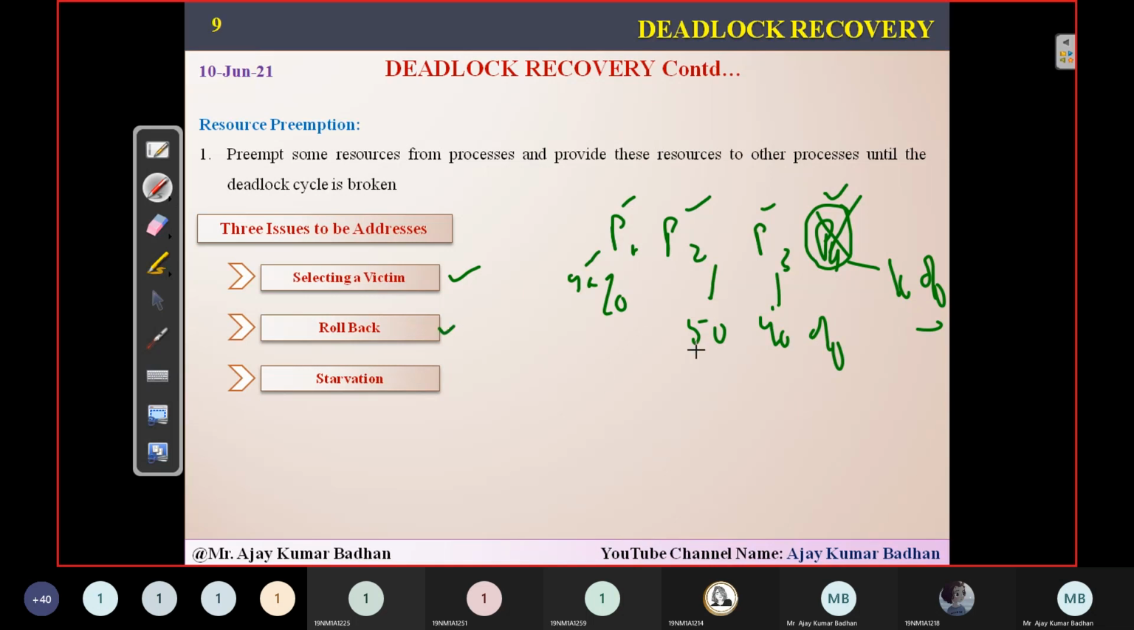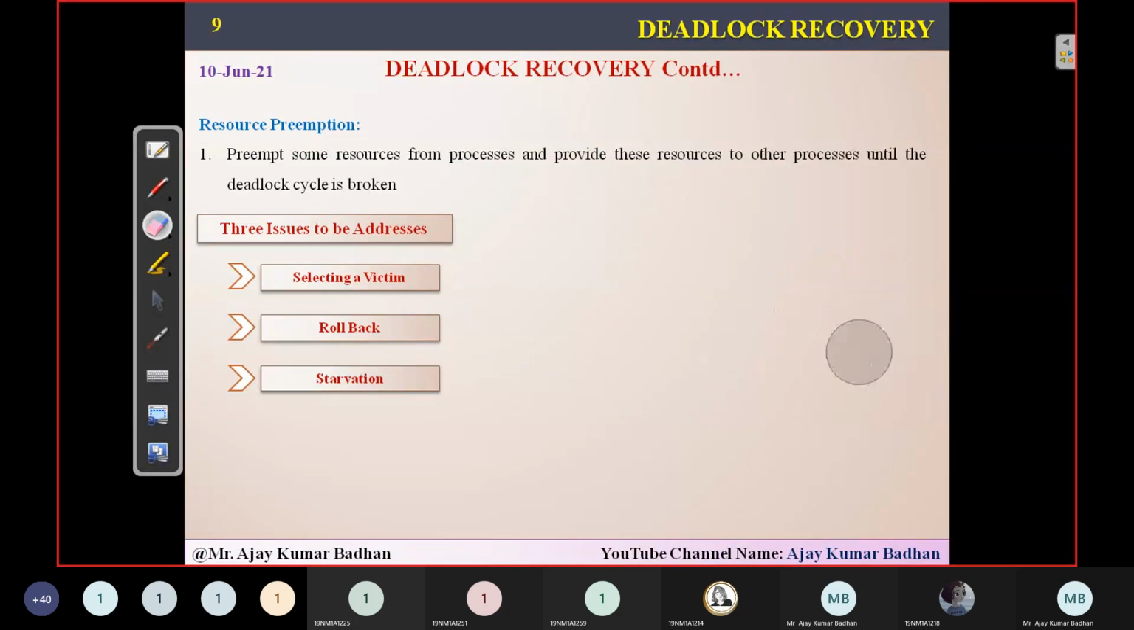Next is rollback. Rollback means going to the previous location, going into the past. So rollback is also one of the issues we have. Then starvation. There is a possibility that we may be deleting the same process again and again. We may be taking back the resources from the same process again and again. Maybe it has a low priority. So I'm just trying to get the resources from this process again and again. So this results in starvation of this particular process. So these are some of the issues that exist when we are trying to recover from the deadlock situation.